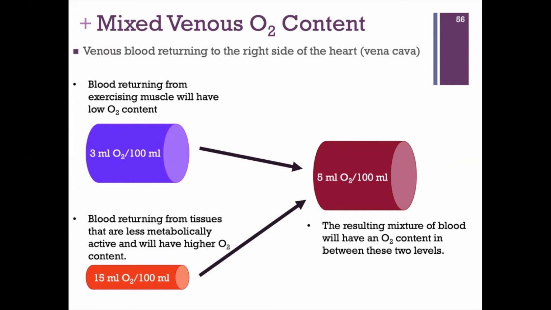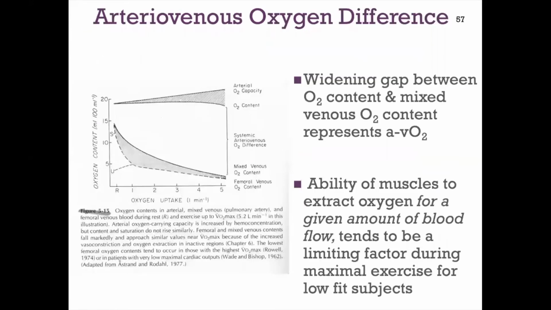Right, so it's somewhere between those two different levels. Well, what happens is that we're getting this widening gap between the oxygen content at the arterioles versus the veins as we move up in our intensity of exercise. So the ability of our muscles to extract oxygen for a given amount of blood tends to be this limiting factor for maximal exercise with individuals who are regularly fit or sedentary individuals.